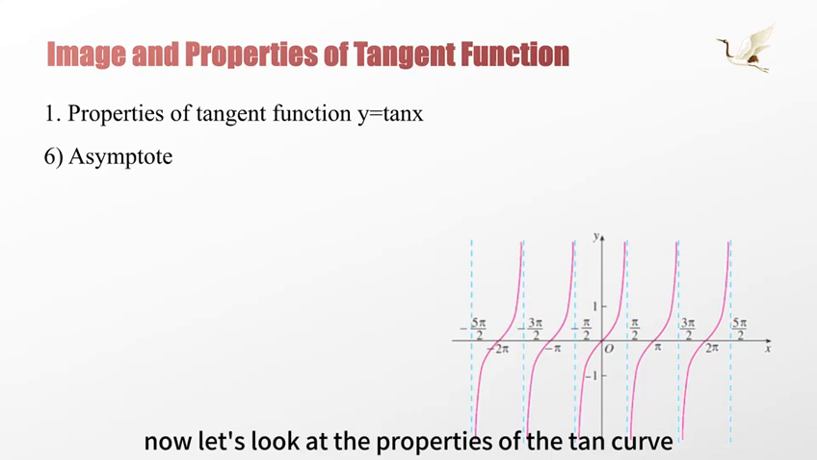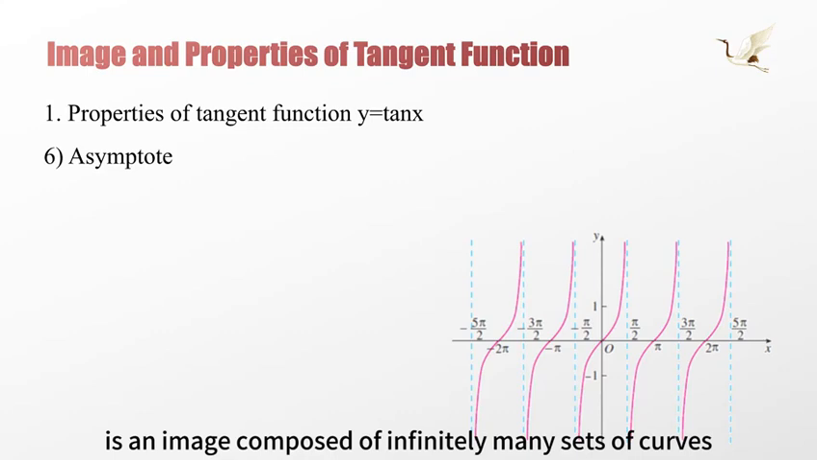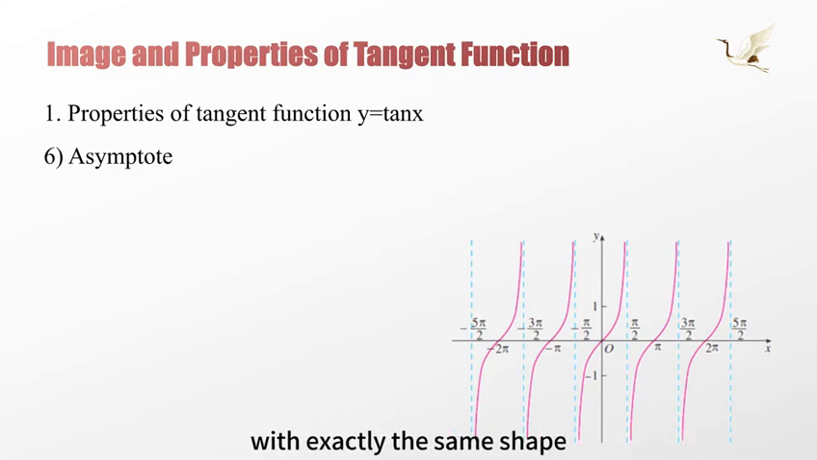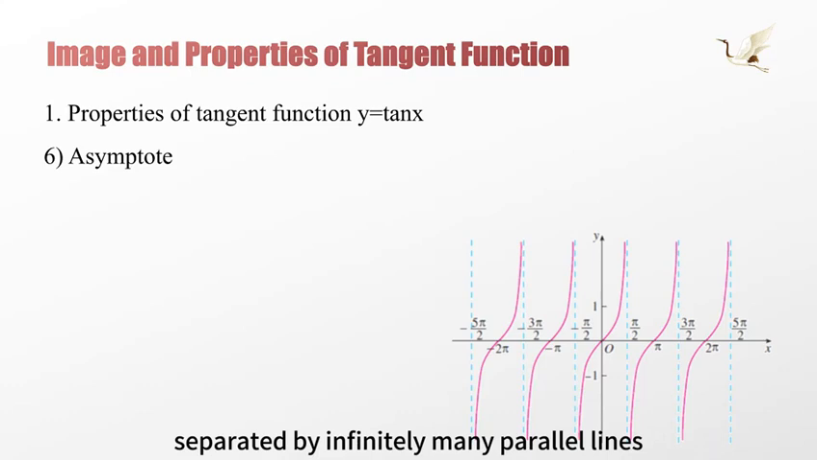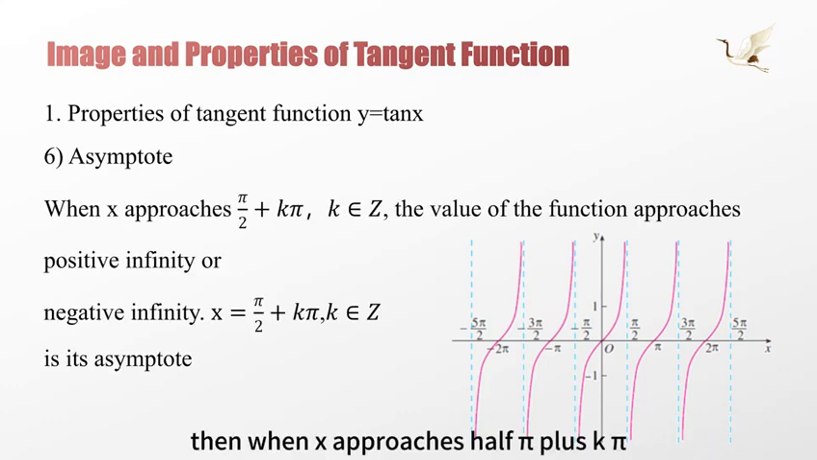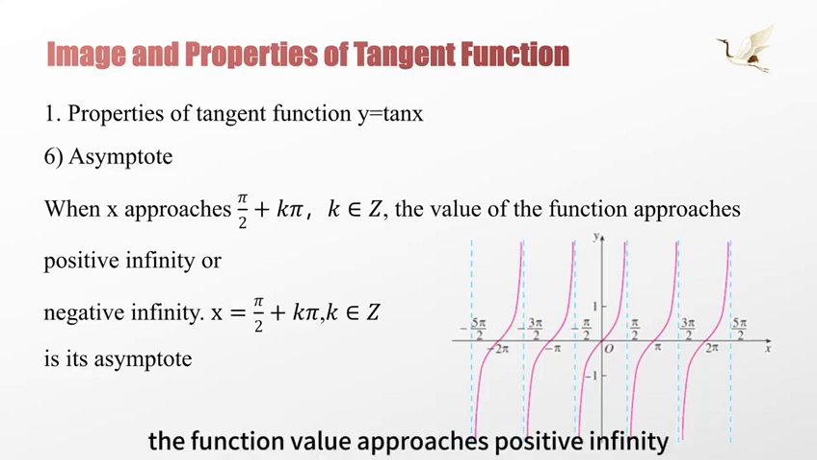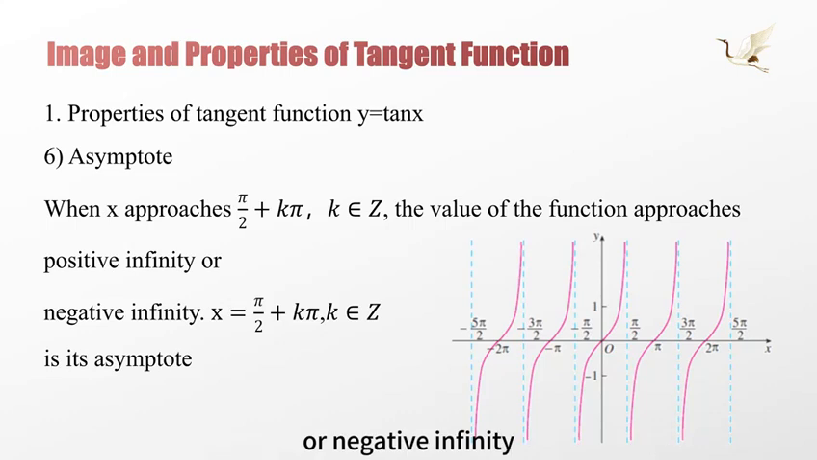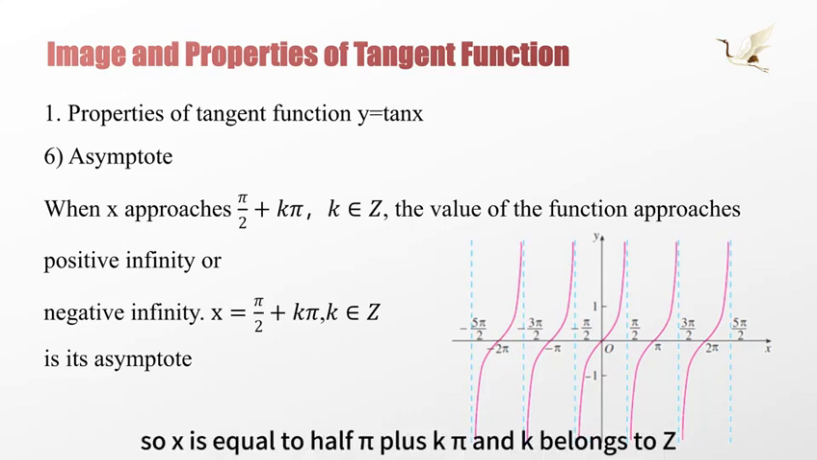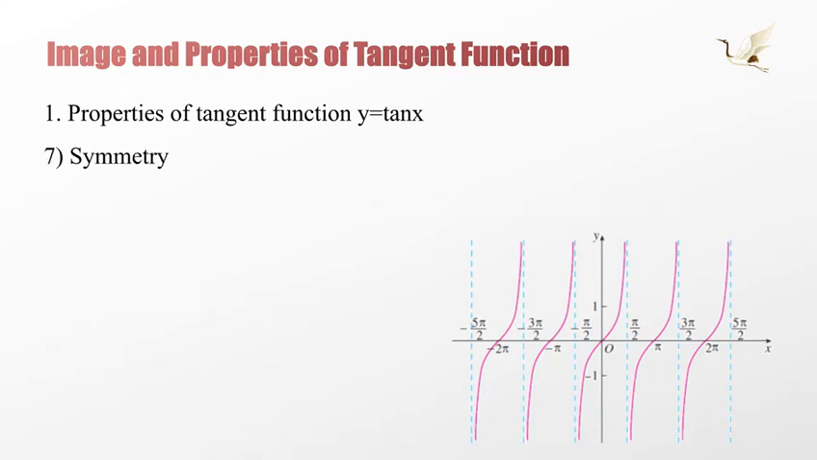Now let's look at the properties of the tangent curve, the asymptotes. As we know, the image of the tangent function is composed of infinitely many branches of curves with exactly the same shape, separated by infinitely many parallel lines. When x approaches half pi plus k pi, where k belongs to Z, the function value approaches positive infinity or negative infinity. So x equals half pi plus k pi, where k belongs to Z, is the asymptote of the function.